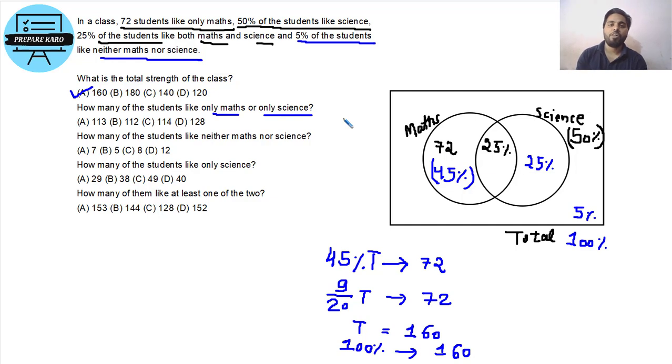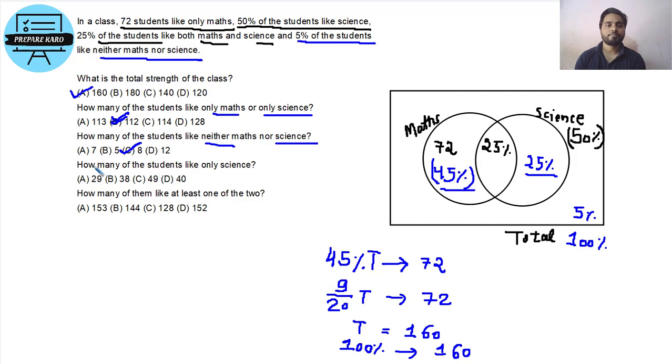exactly 1. Only maths or only science means 45% here plus 25% here. 45 plus 25 is how much? 70%. So if 100% is 160, then 70% is 112, right? How many of the students like neither maths nor science? Means 5%, and 5% will be 8.